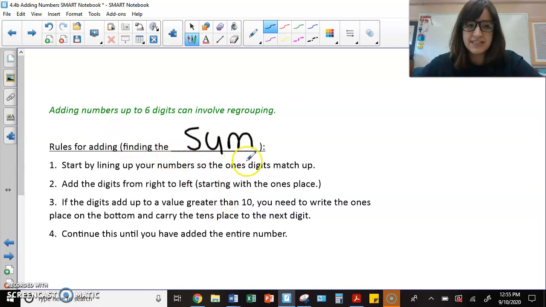So when you're finding the sum, you're going to start by lining up your numbers so that the ones digits match up. That is why it is so important to know your place values, because your place values need to be lined up. Then you're going to add the digits from right to left, starting with the ones place, so it's the opposite direction of the way you read. If the digits add up to a value greater than 10, you need to write the ones place at the bottom and carry the tens place over to the next digit. You're going to continue this until you have added the entire number.